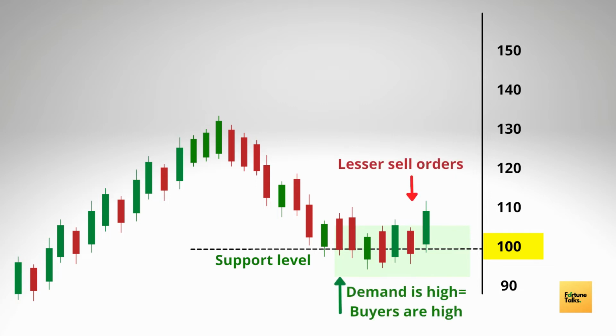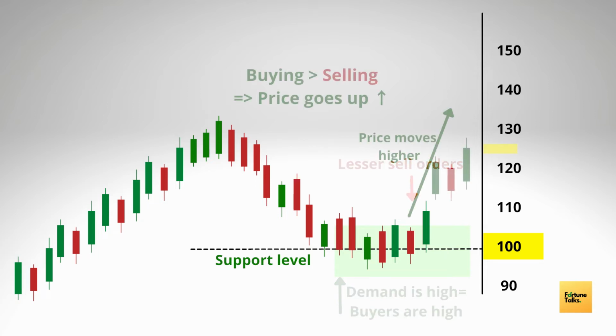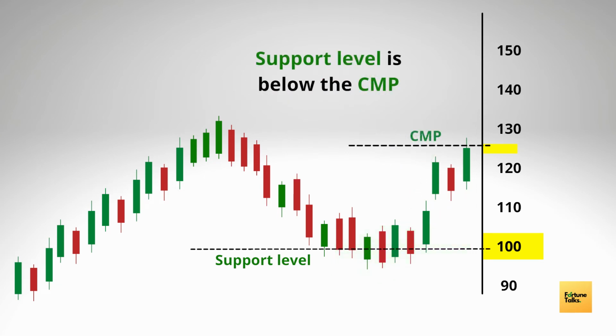It is also an area where the big buyers will buy the stock. Due to a large number of buy orders at the support level and the lack of sellers to match all the orders, the price starts rising from the support level. A price level is said to be a support level when it is below the current market price.